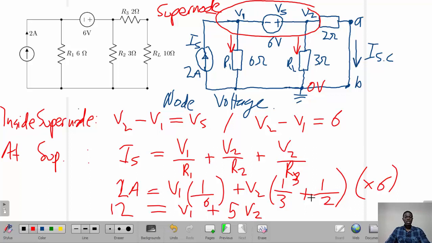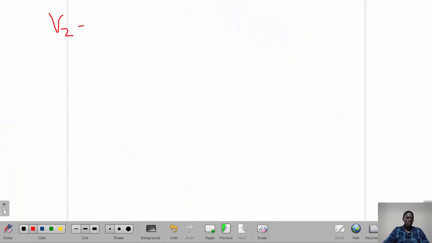And then we've got 2 equations that we are going to solve simultaneously. The equation 12 equal to V1 plus 5 V2, and the equation V2 minus V1 equal to 6. So I'm going to transfer these 2 equations onto the next page. Equation 1 is V2 minus V1 equal to 6, and then equation 2 is 12 equal to V1 plus 5 V2.